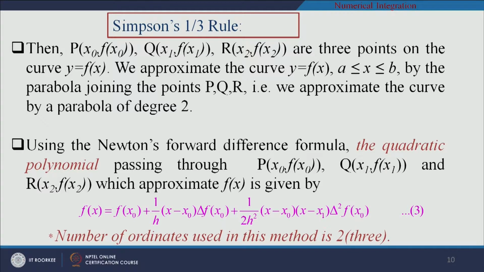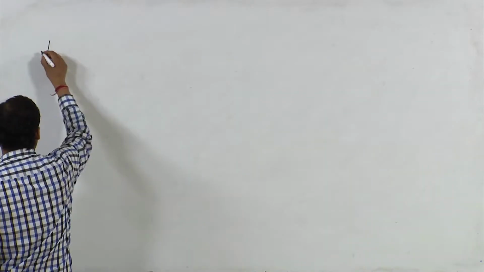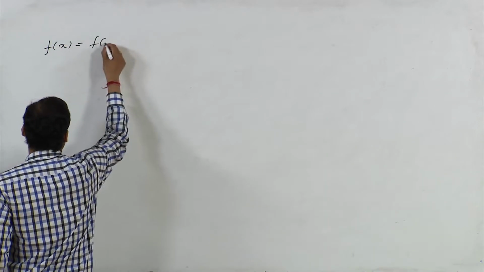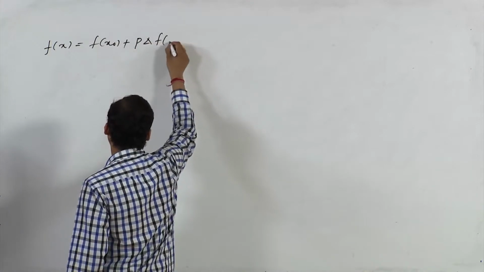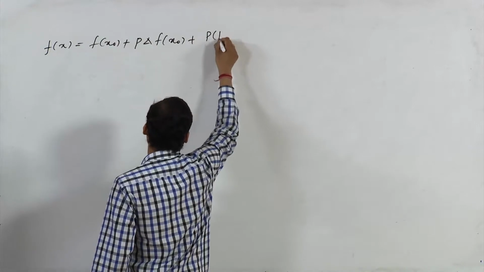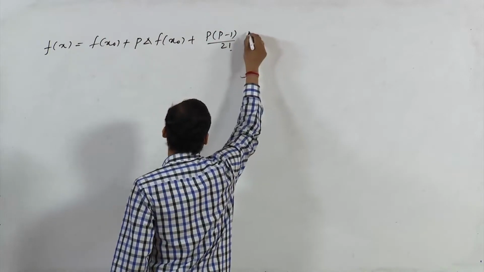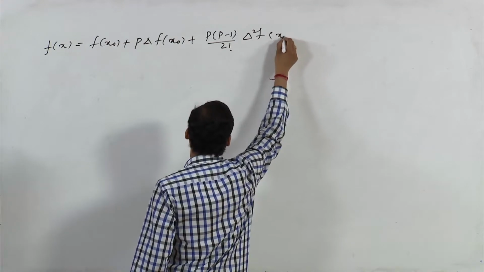is of degree 2. So, if this is approximated by a polynomial of degree 2, then we can use Newton's forward difference formula for a quadratic polynomial by considering these points x0, f of x0, x1, f of x1, and x2, f of x2. If we write Newton's forward difference formula for degree 2, f of x can be written as f of x0 plus p delta f of x0 plus p into p minus 1 by factorial 2 del square of f of x0.